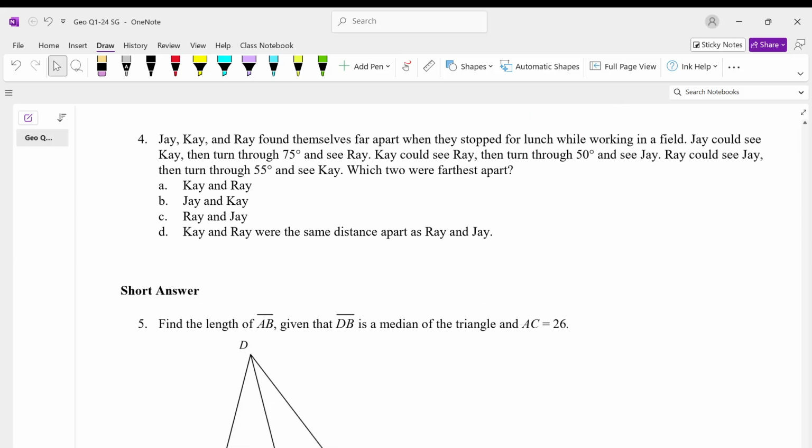Same situation with problem number 4. Jay, Kay, and Ray found themselves far apart when they stopped for lunch while working in a field. So there's 3 of them. So you're going to draw a triangle. And I will as soon as I get my computer back. Draw a triangle and label the vertices. Just use the letter J, the letter K, and the letter R.